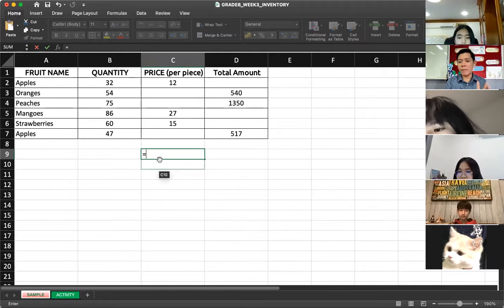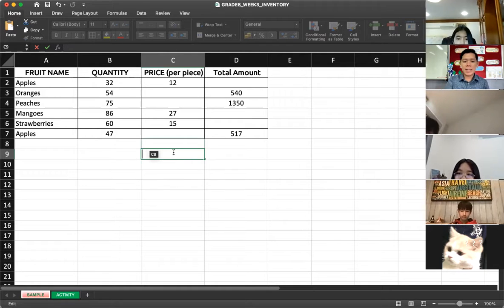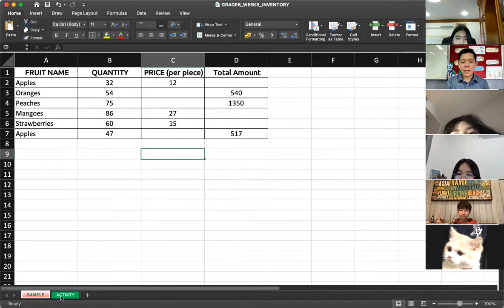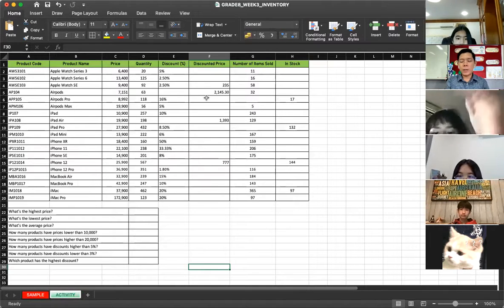So basically, the sum function is the basic function in Excel that people commonly use. We can add, subtract, multiply, divide using the sum function. But in some cases, we can directly do that using the equal sign and then the equation. Just like for example here, we have an example table. Actually, there are 2 sheets there, but we will just do the sample first because later on I will give you time to answer your activity.